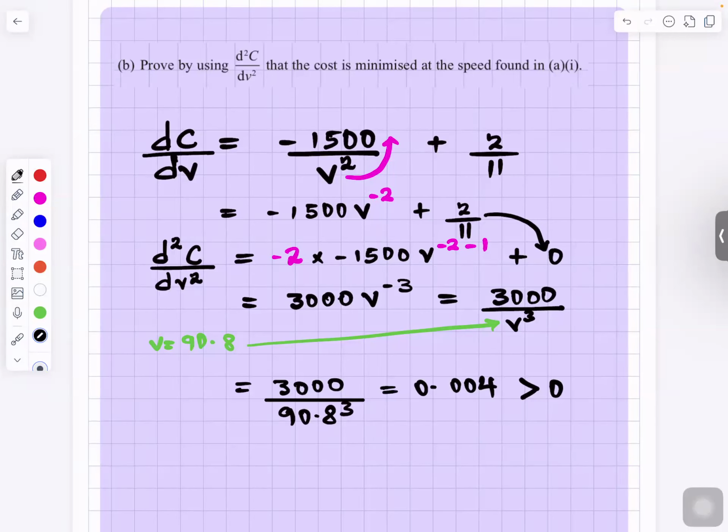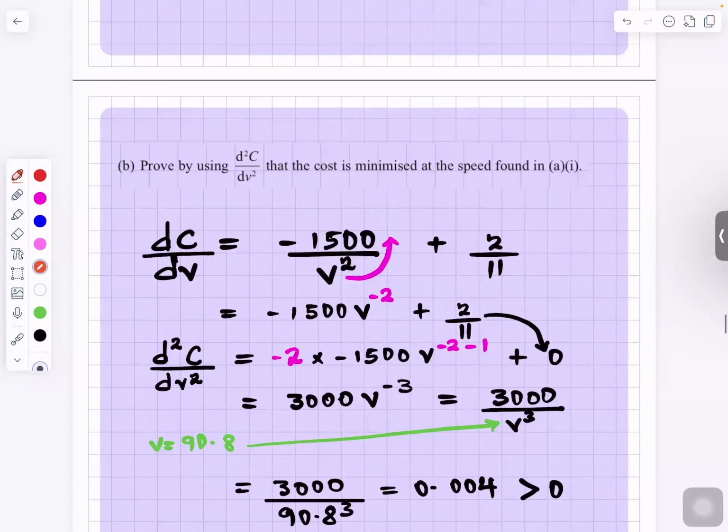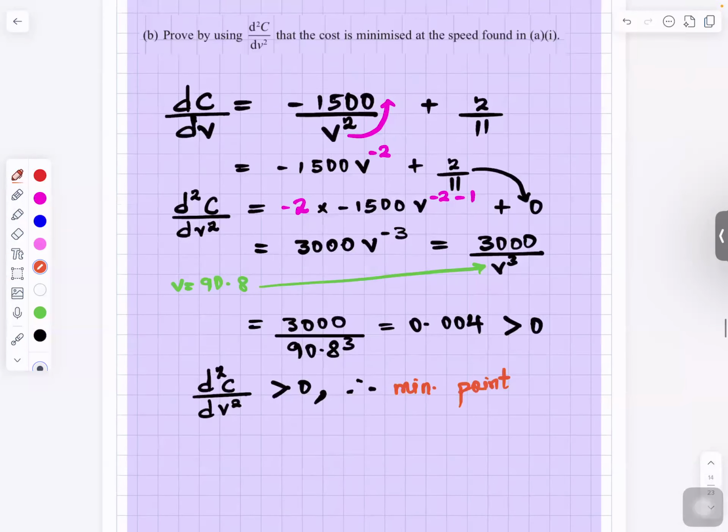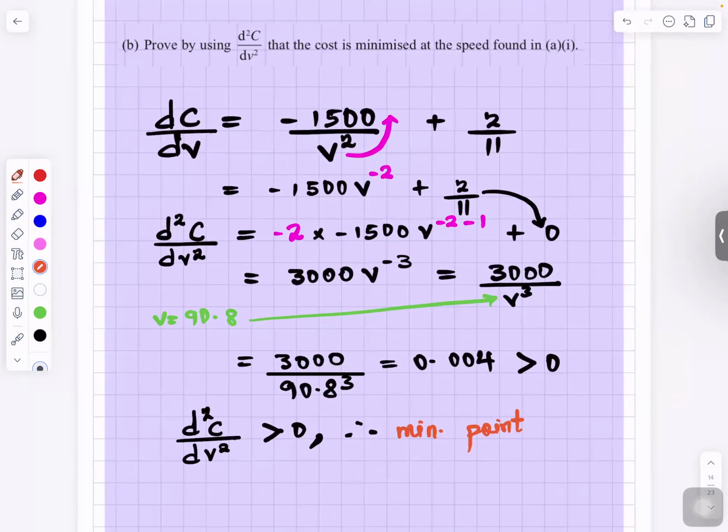So what we conclude is that d squared C over dV squared at 90.8 is bigger than 0. So therefore, it is a minimum point. That's how you conclude it. And if you want to see it visually, you look on the graph, you will see that point there is a minimum point. Visually, that's what you see on the graph. And that's how you show it by differentiating the second time.